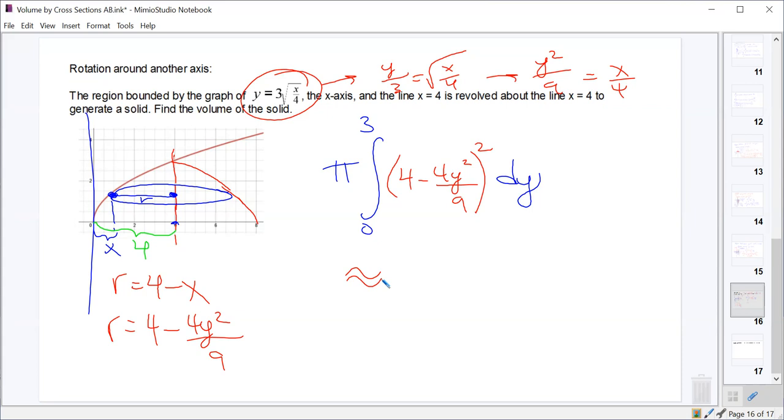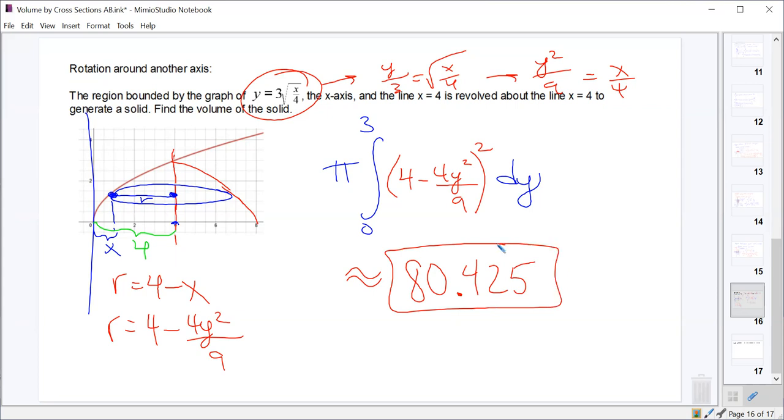$2.4? No, definitely not. Did you forget the squared? What? Did you multiply by pi? So it turned out to be 80.425. Did you guys at home get that?